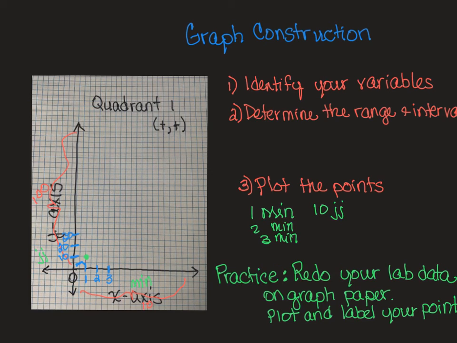I did notice that most of you seem to at least have heard the term linear and kind of have an idea of what that is. So I think this is going to be helpful. What I'd like you to do is go back to the lab data that you collected yesterday, get a piece of graph paper, and now plot and label your points. Remember that the points are X and Y. The X always comes first, which makes sense because it's alphabetical. So this point right here, which I'm going to label, would be 1, 10.